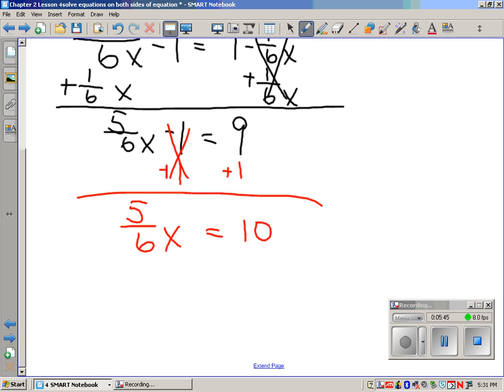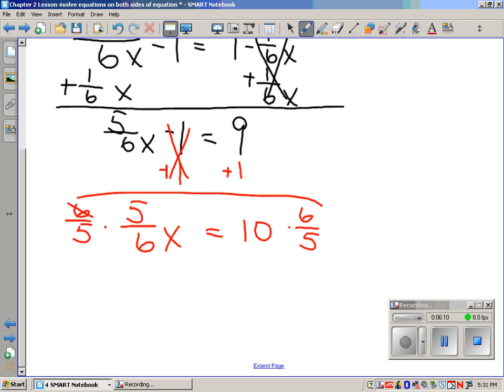Okay, now you have a coefficient of 5/6 in front of the variable x, which means multiplying. In an earlier lesson, we did have fractions. To get rid of the fraction, you have to use its reciprocal, or its opposite. So we're going to multiply 5/6 by 6 over 5. And then what we do to one side of the equation, you have to do to the other. So we'll multiply 10 by 6 over 5.